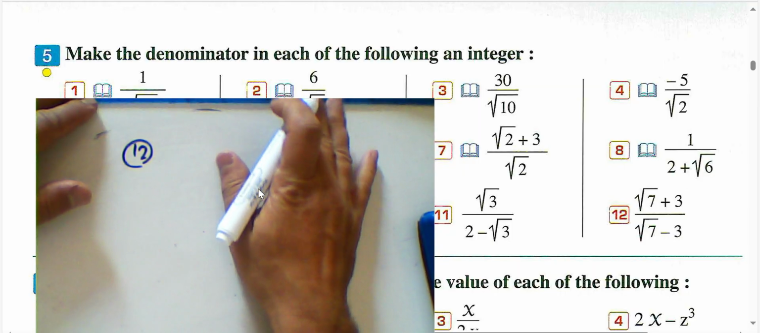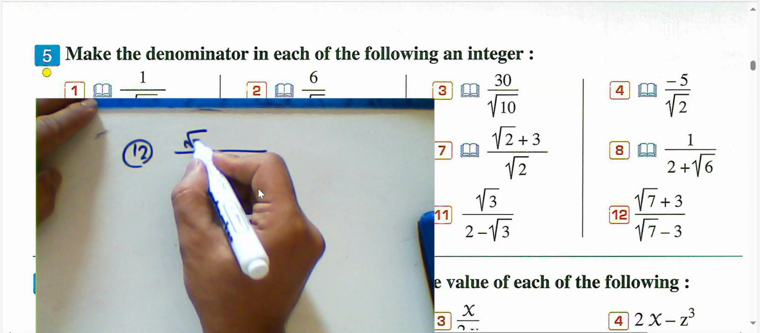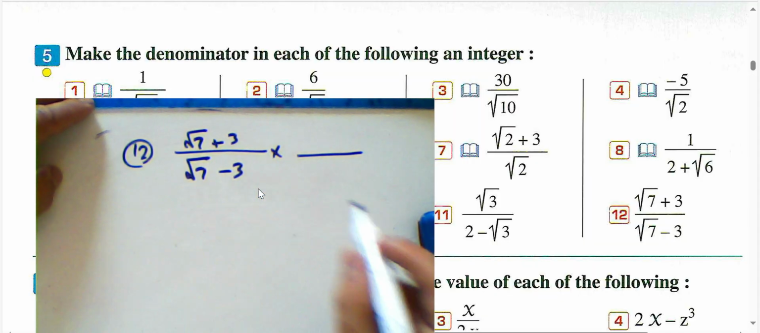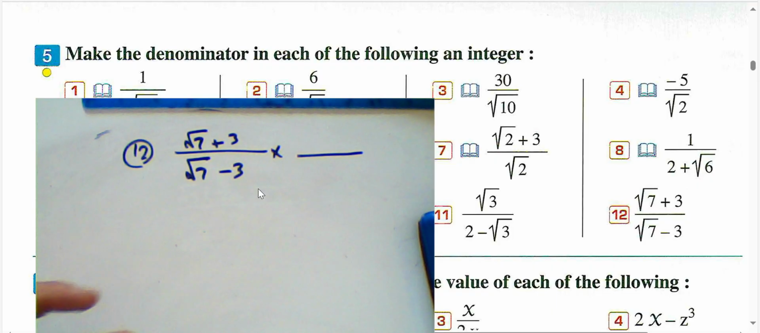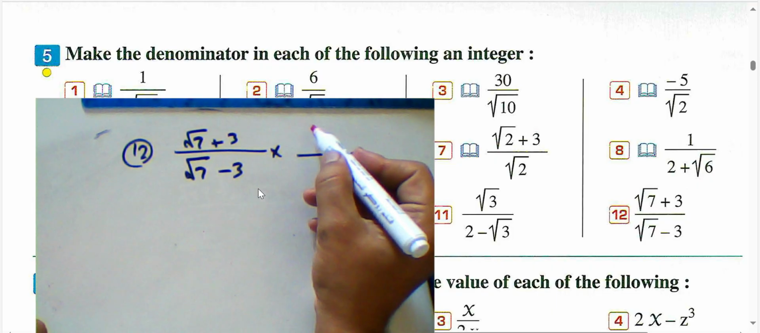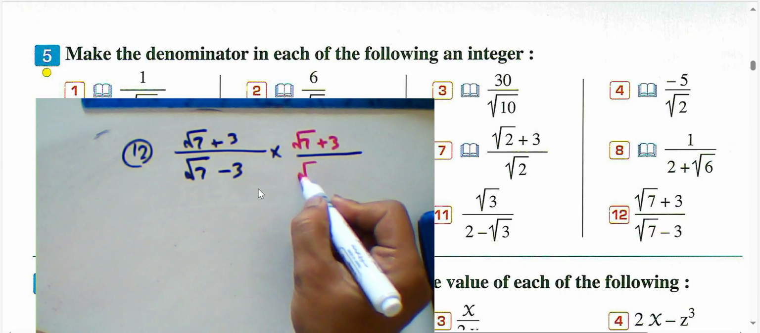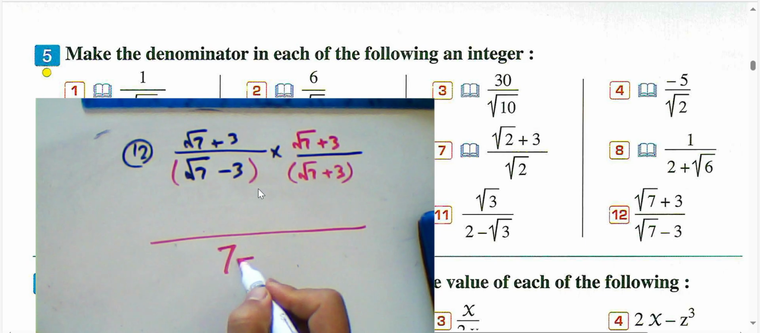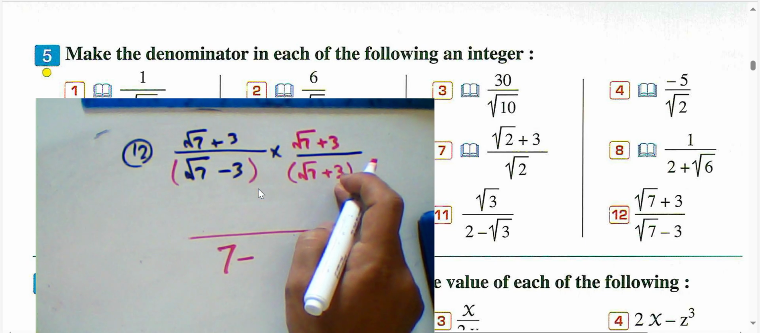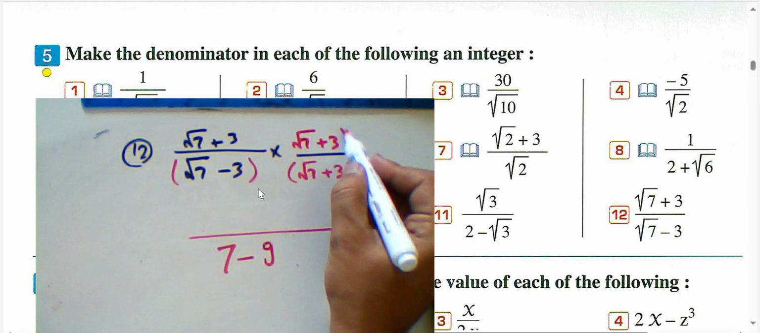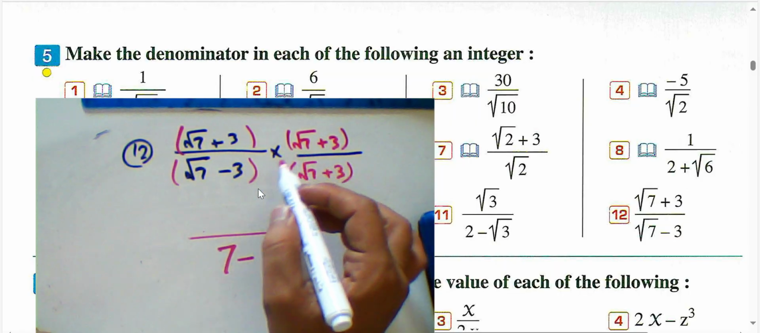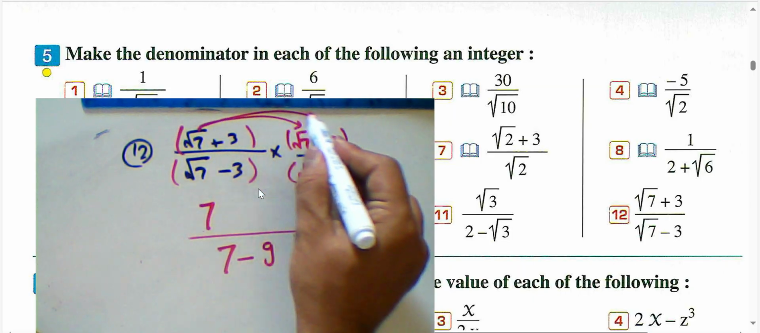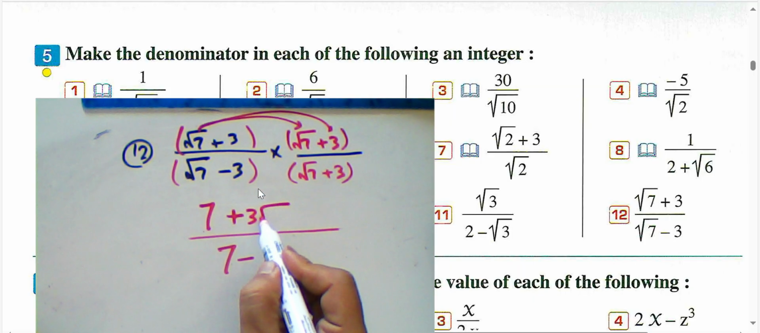Question number 12. We have root 7 plus 3 over root 7 minus 3. To solve this example, you must product by the conjugate of the denominator. Root 7 minus 3 we can product by root 7 plus 3, and here root 7 plus 3. Okay, the conjugate: root 7 times root 7 equals 7, and negative 3 times positive 3 will be negative 9. And up, look at this expression, we can use distributive properties. Root 7 times root 7 equals 7, and root 7 times 3 equals 3 root 7.